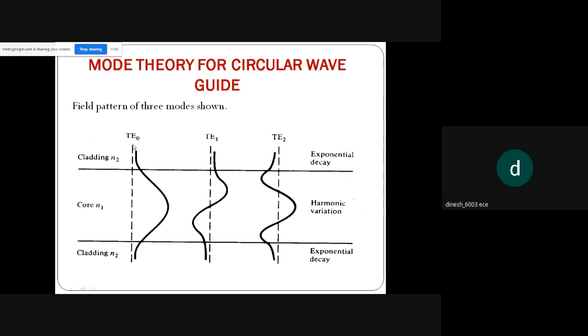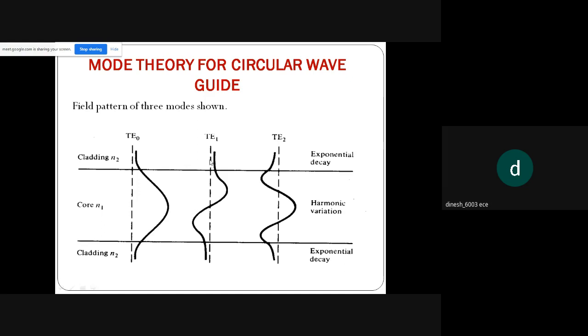You can see that the field pattern of TE0 in cladding is like this. It doesn't cross in core, it doesn't cross at all. You can see that it is going with a higher peak at the center, and at the edges it goes to a minimal value. It is the same on this side also. So 0 crossings is present. So we call this as TE0 mode.